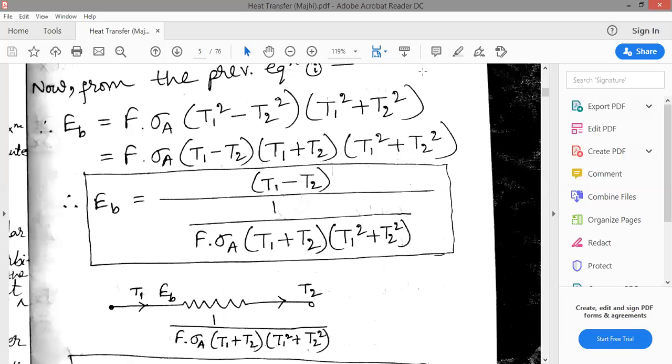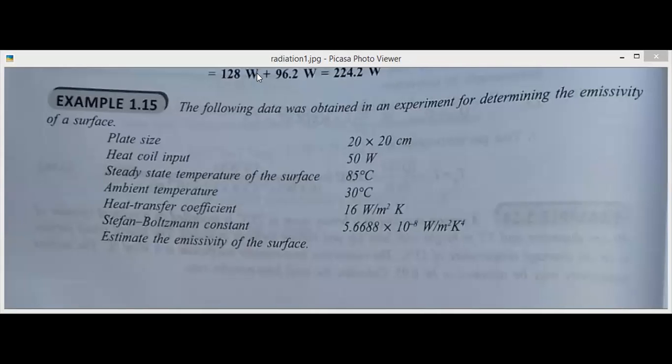Now let us go to the problem. This is the problem for radiation. The following data was obtained in an experiment for determining the emissivity of a surface. Plate size 20 by 20 centimeter, heat coil input 50 watt, steady state temperature of the surface 85 degrees centigrade, ambient temperature 30 degrees centigrade, heat transfer coefficient 16 watt per meter square degree Kelvin. Stefan-Boltzmann constant is given as 5.68 times 10 to the power minus 8 watt per meter square Kelvin to the power 4. Estimate the emissivity of the surface. So we have to determine the emissivity of the surface.